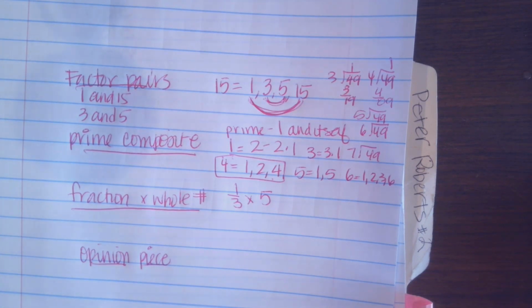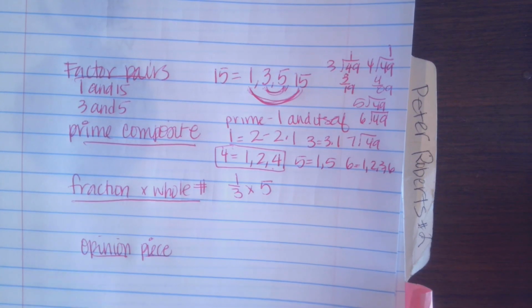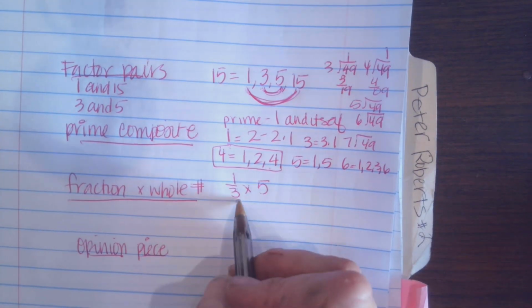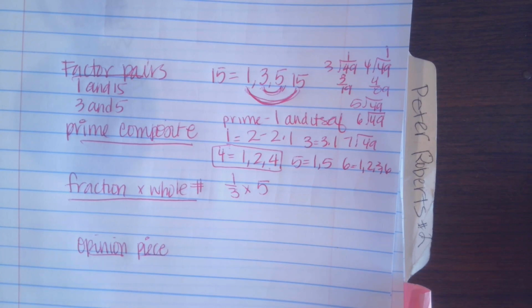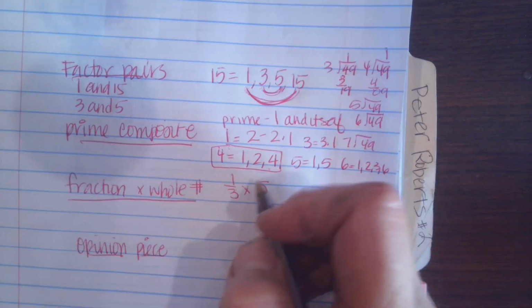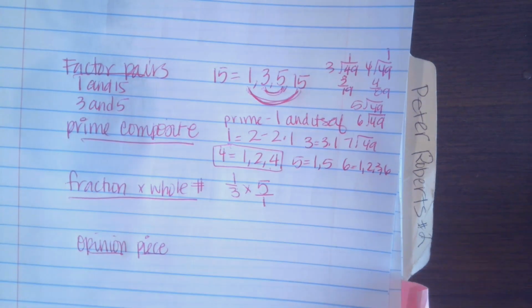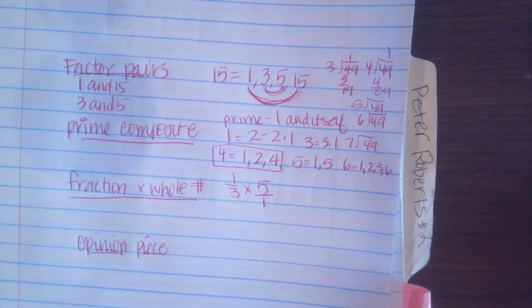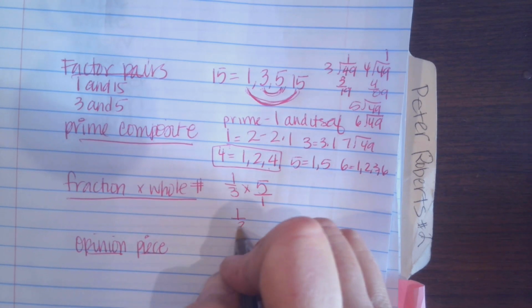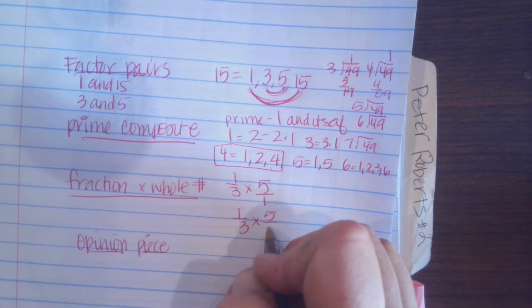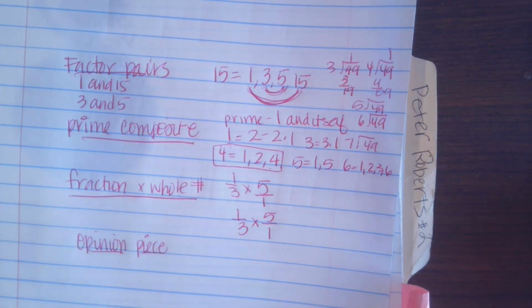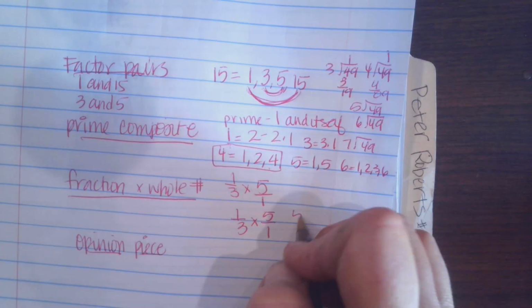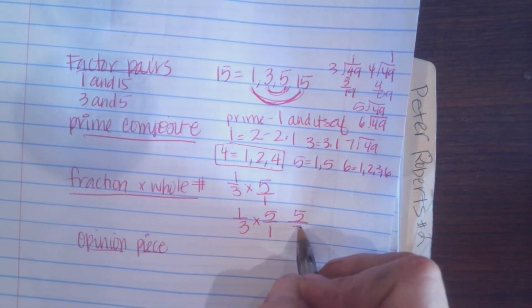The other one is fraction times a whole number. So I have 1/3 times 5. Basically, any whole number actually is a numerator with a 1 as the denominator. So we just put that in. So it becomes this. And then we just multiply across. 1 times 5 is 5. 3 times 1 is 3.